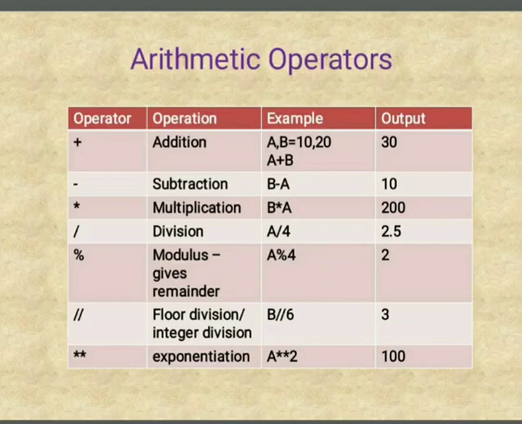Multiplication. The asterisk symbol is for multiplication. So if we write b * a, b is 20 and a is 10, so 20 into 10 will be 200. The next one is division. For division, we use the forward slash. Here, if we write a / 4, the value for a is 10. When we divide 10 by 4, the output will be 2.5. It will give the value in decimal points.